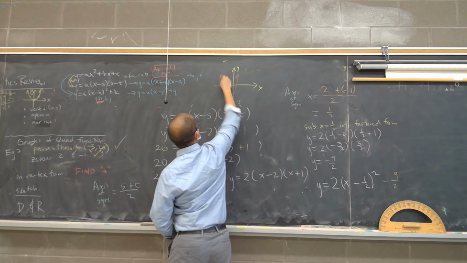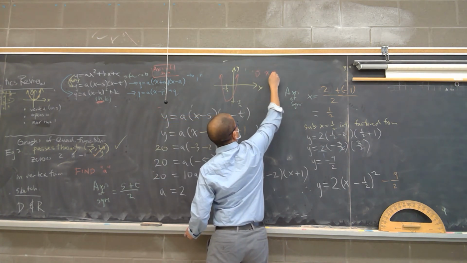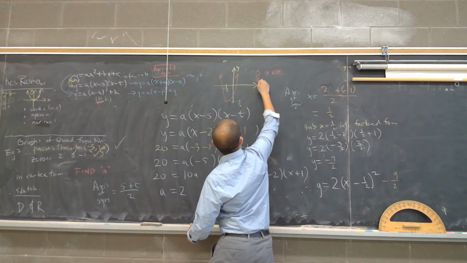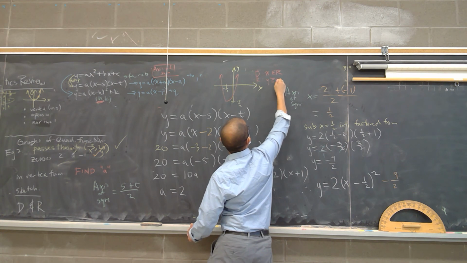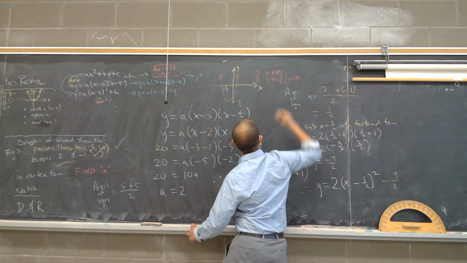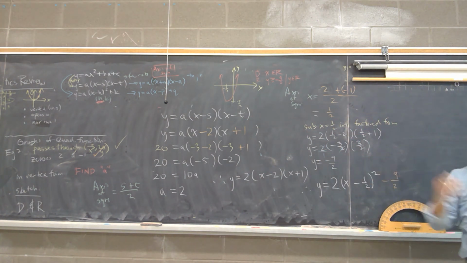Something like that. What's the domain? The domain is x belongs to all real numbers. And the range is y is greater than or equal to negative 9 halves, such that y belongs to real numbers. It's not the best, but who cares? And that's example 2, take 2.